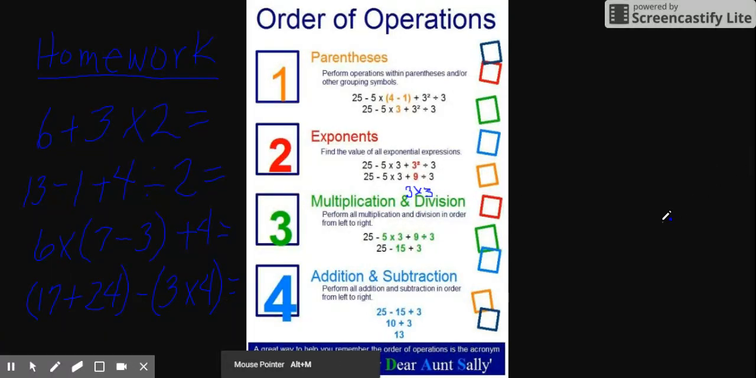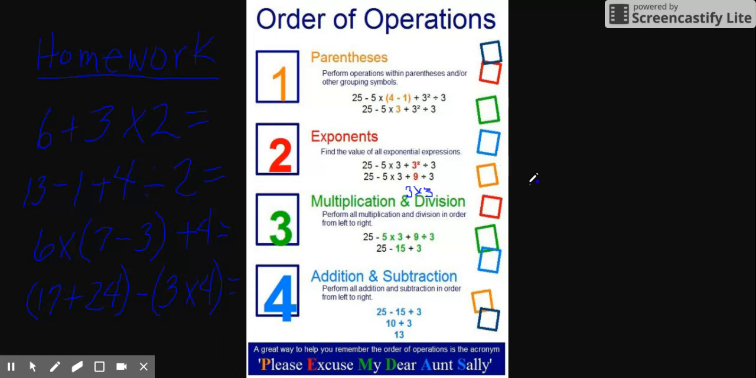For homework, I want you to complete these 4 order of operations problems. The first one is 6 plus 3 times 2. The second one is 13 minus 1 plus 4 divided by 2. The third one is 6 times (7 minus 3) plus 4. And the last one is 17 plus (24 minus 3) times 4.